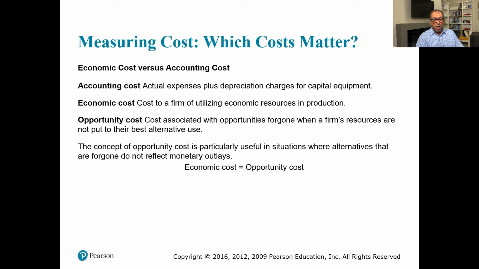However, economic cost is the cost to a firm of utilizing economic resources in production. So in short, the major difference between accounting cost and economic cost is the opportunity cost. If we add up the opportunity cost with the explicit cost, that is the total cost in economic terms, and when we subtract this cost from the revenue, that's our economic profit.